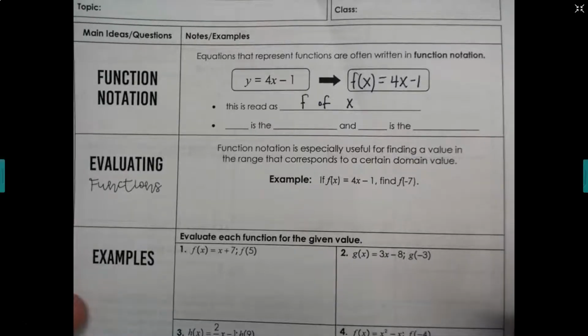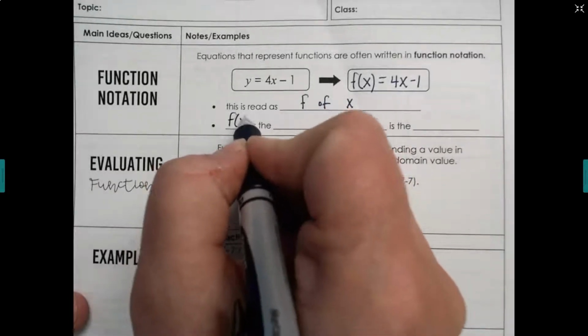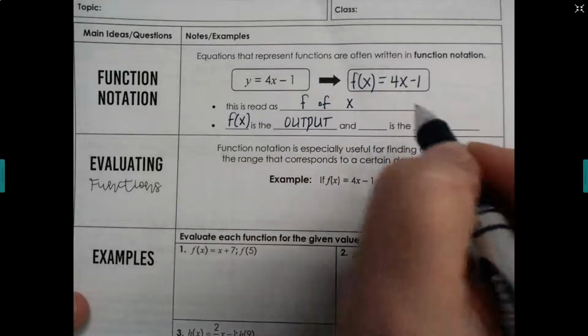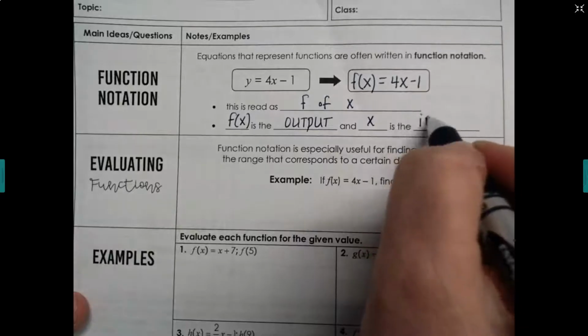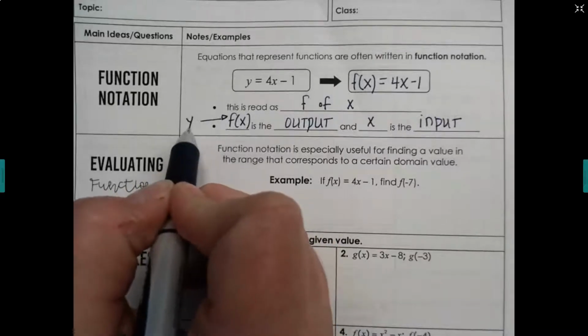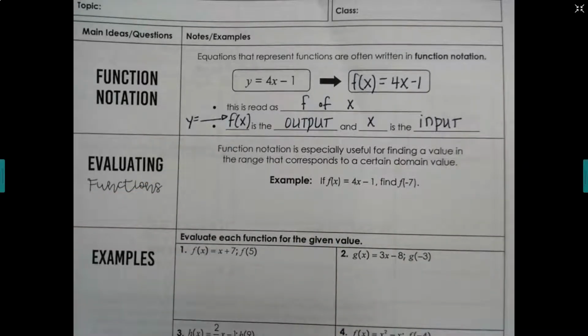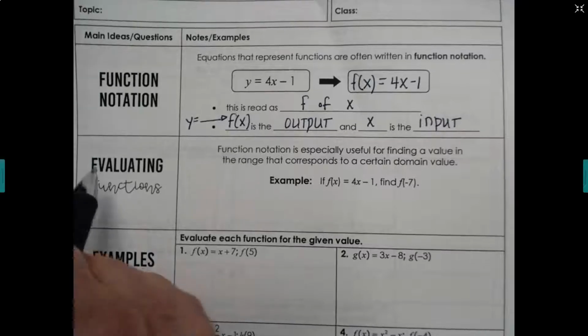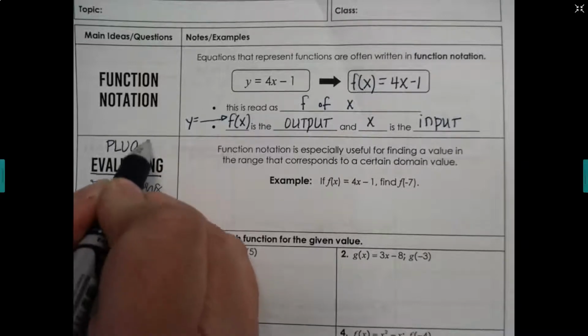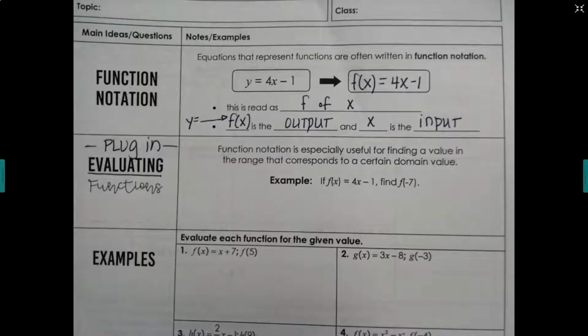And so the f of x is the output, and the x is the input. So really, your f of x right here is just a fancy way of saying y equals. They mean the same thing, but it's used to guarantee whatever comes after it is a function, and it helps us when we want to plug something in. So that's where we're going to use it today. We're going to be evaluating a function, and to evaluate means to plug in. So we're going to plug in numbers.